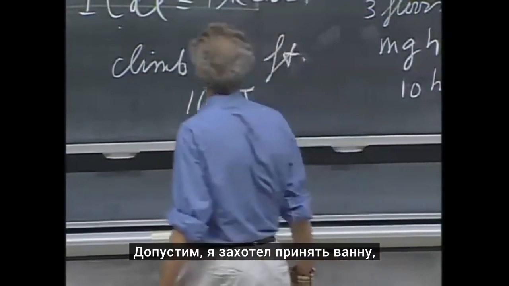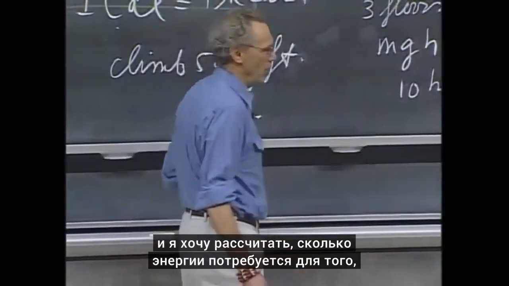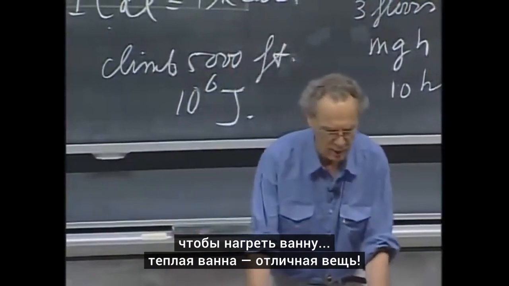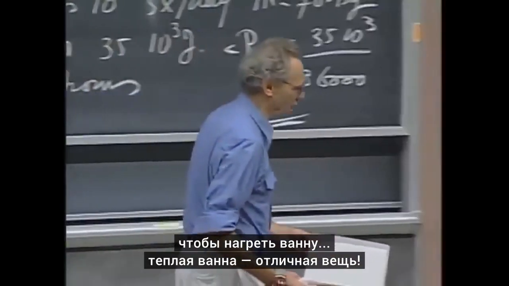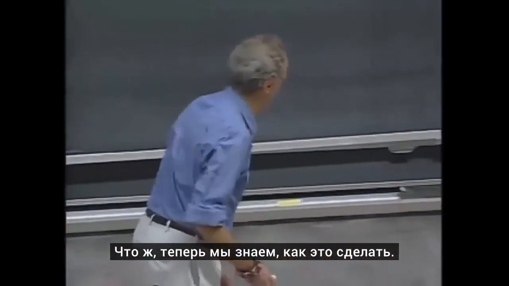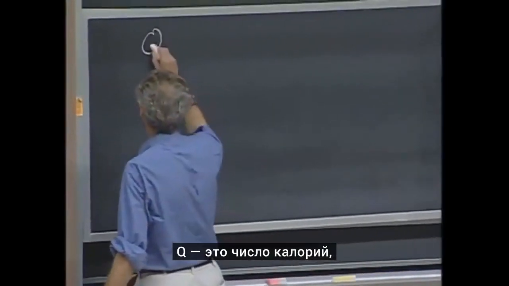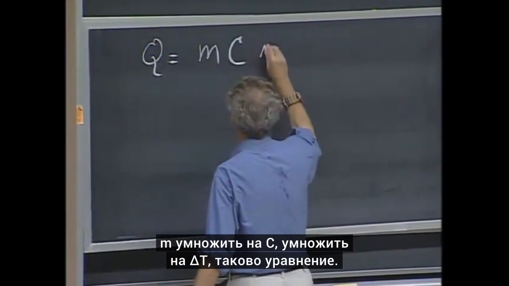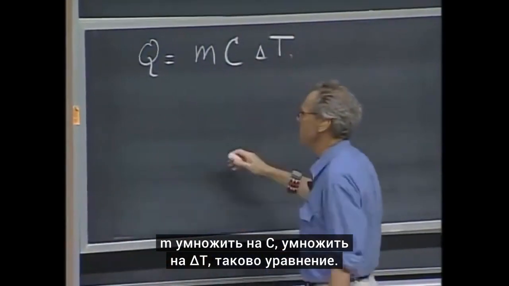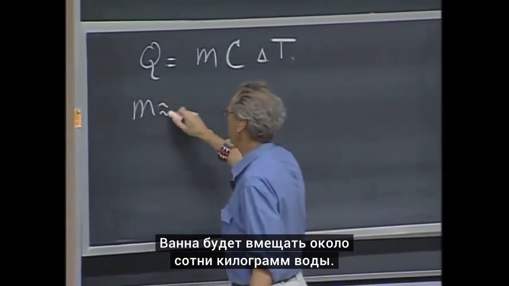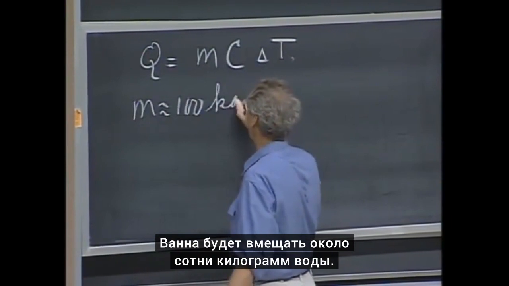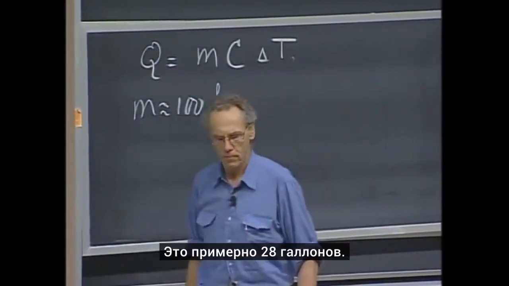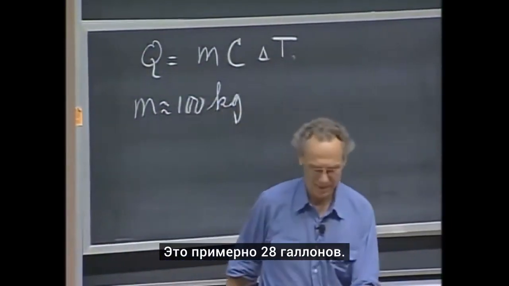Suppose I wanted to take a bath, and I want to calculate how much energy it takes to heat a bath. A wonderful thing to have. Well, we now know how to do that. Q is the number of calories. M times C times delta T, that's the equation. A bath would contain about 100 kilograms of water. That is about 28 gallons.